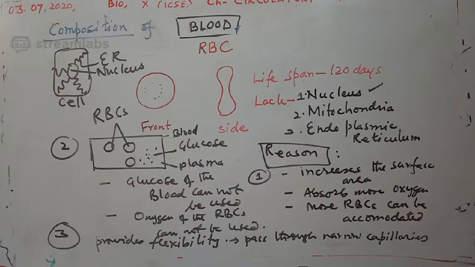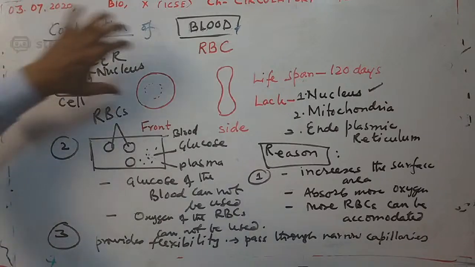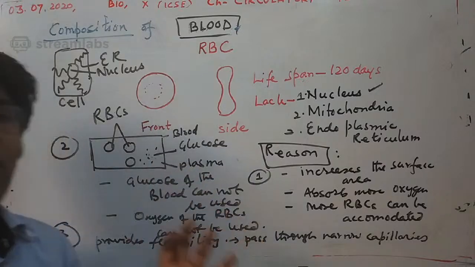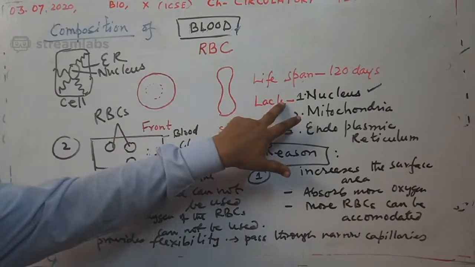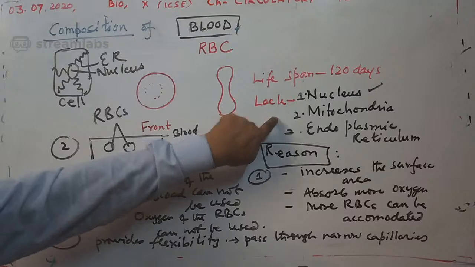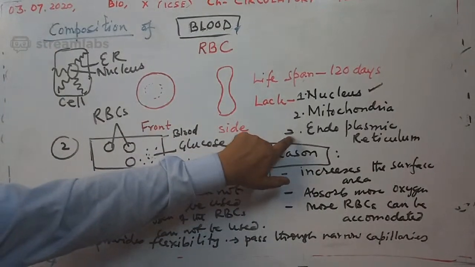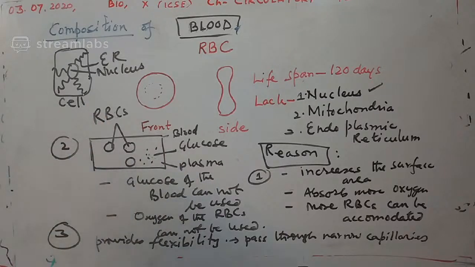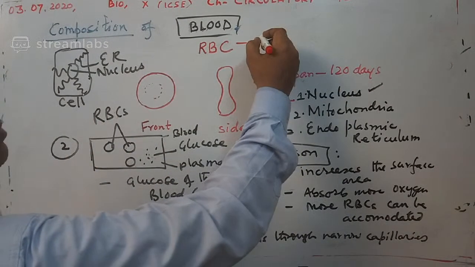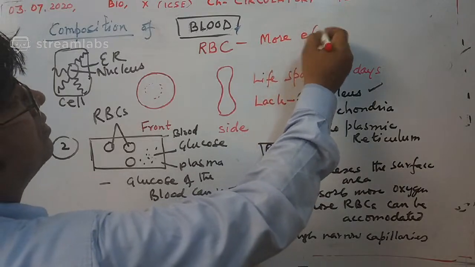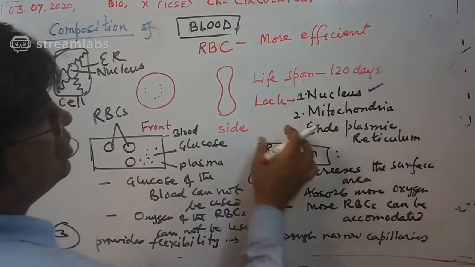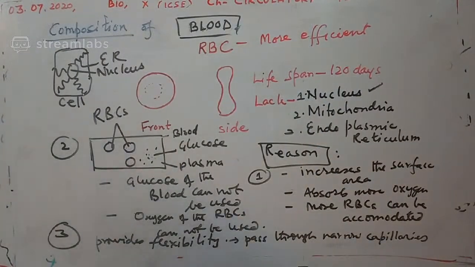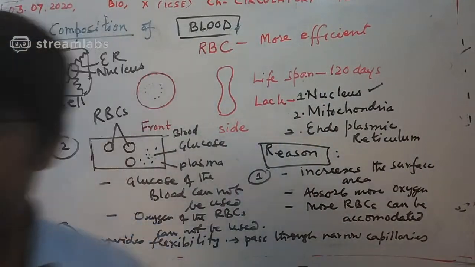Please let me know. I gave you reasons just now that in RBC these three cell organelles are absent, but there is a reason why they are absent. I have written reason one for the nucleus, second for the mitochondria, and third for the endoplasmic reticulum. They are absent for some reason, and the absence of these organelles makes RBCs more efficient. So I hope up to here it is clear what I explained.